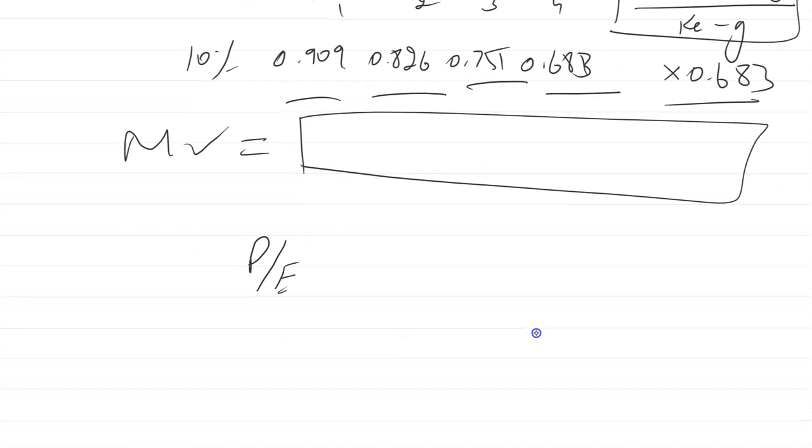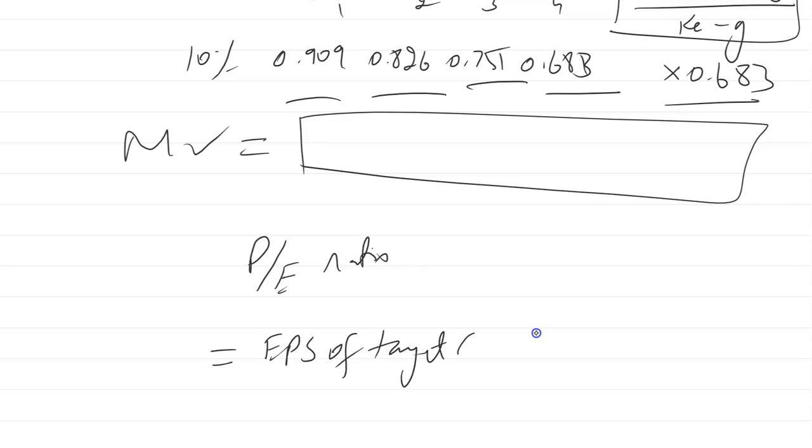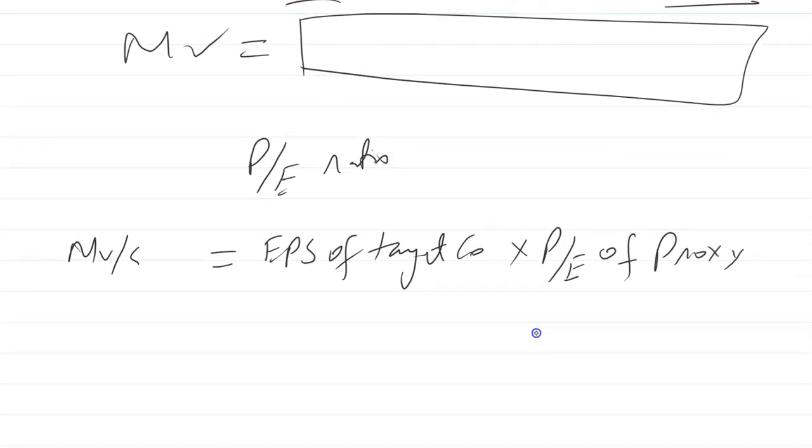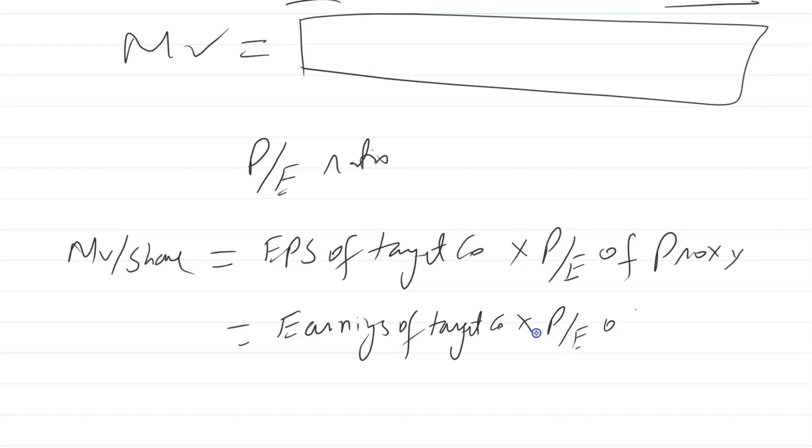Next is P/E ratio method. Formula is EPS of target company into PE ratio of proxy or industry average. There is another formula, so market value per share. Take the total earnings of target company into PE ratio of proxy is equal to total market value. Another name of total market value is market capitalization.